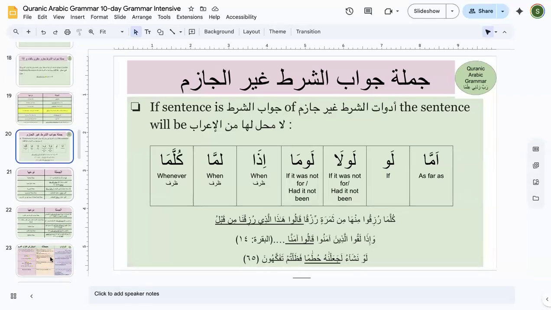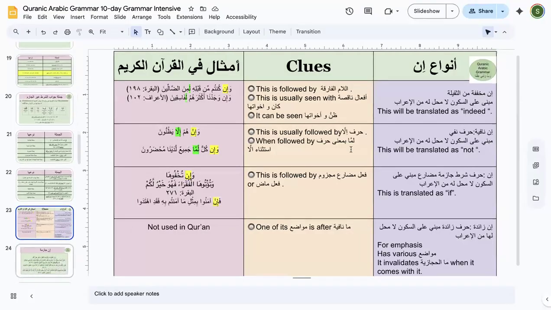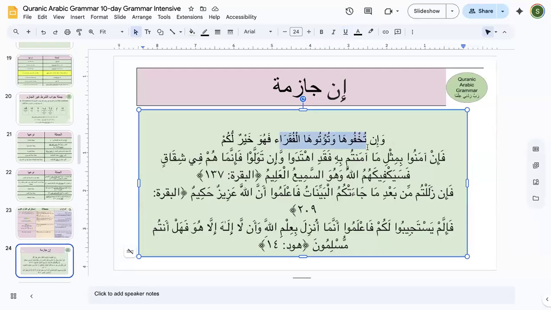Okay, so when it comes to your advatu shart, now let's just quickly look at them. The first one was in, and we are going to focus on in, which is jazima. In jazima makes mudari majzoom. So in tukhfuha wa tu'tuha al-fuqara'a fahuwa khairul lakum. We just did this example. So this is your jumla shartiya, right? And this is your shart clause. You are seeing an effect of in on fi'l mudari. Tukhfuna. It was tukhfuna. It is showing you its majzoom status, its lightest form, by dropping its noon.